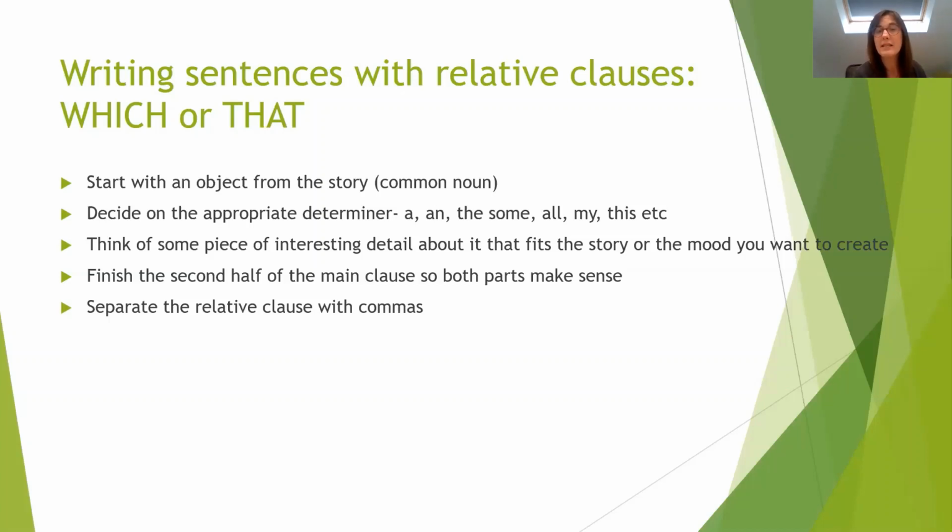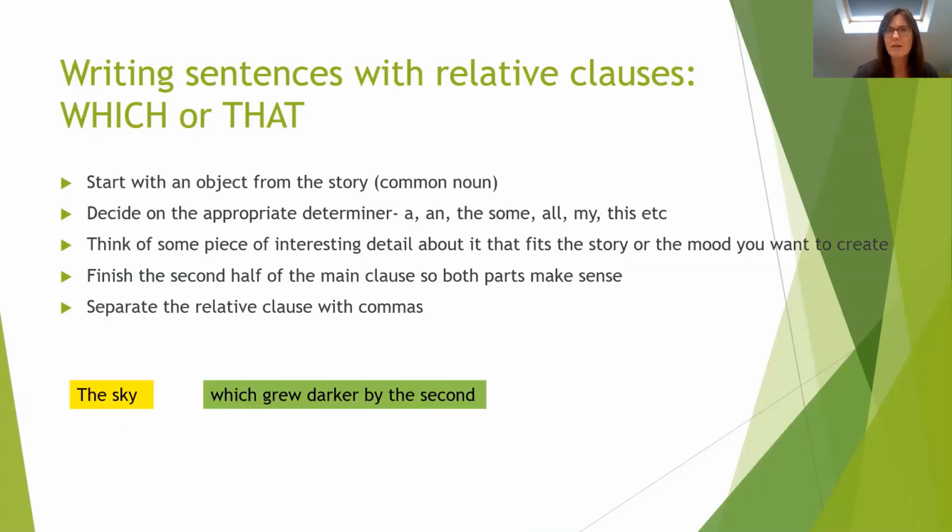Then think of some piece of interesting detail about that noun that fits the story or the mood you want to create. And then finish the second half of the main clause so that both parts, when you take out the relative clause, make sense on their own. And then separate the relative clause with commas. The sky, which grew darker by the second, that's my relative clause, seemed as if it were wrapping us up.